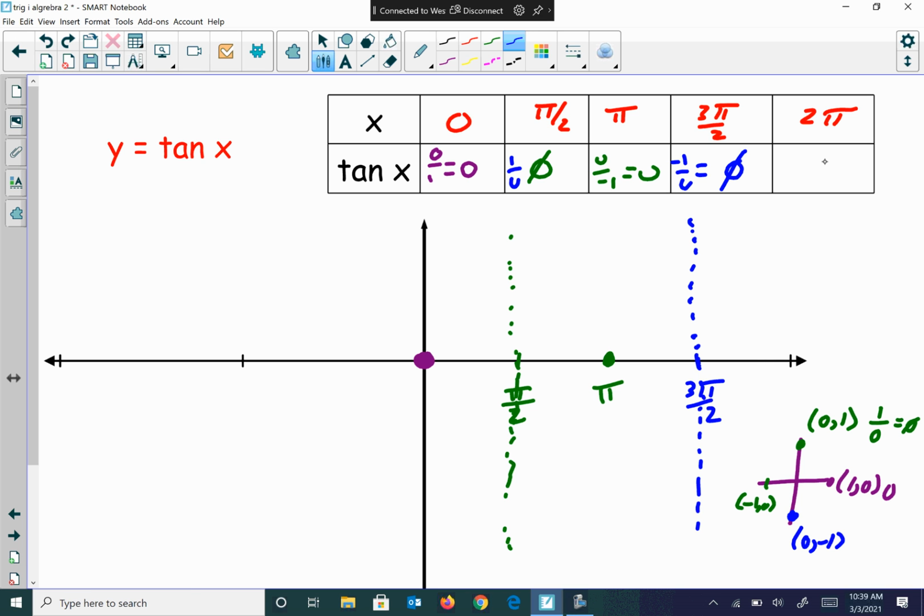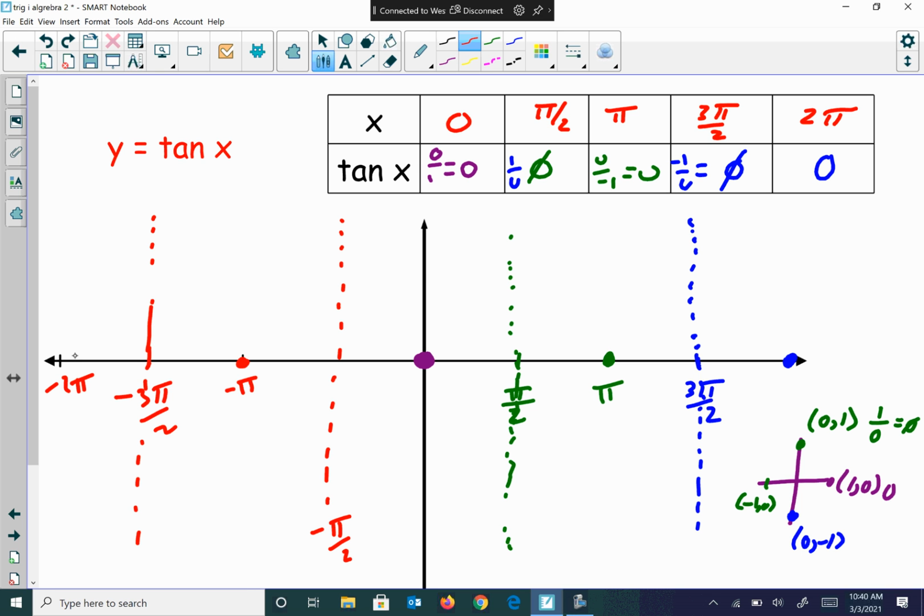If I get to 2 pi, it's the same thing as this, so that's 0. But if I went the opposite way, this is going to mirror itself over here. So over here, that's negative pi halves. This is negative pi. This is negative 3 pi over 2. And negative 2 pi. So I also have the asymptotes here. I have a 0 here. I have a 0 here.